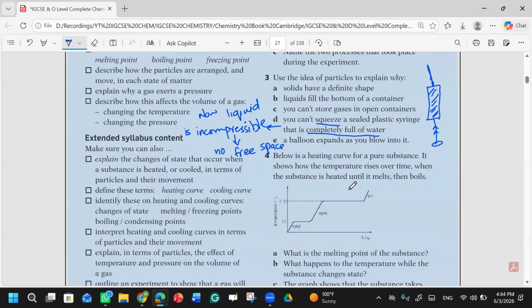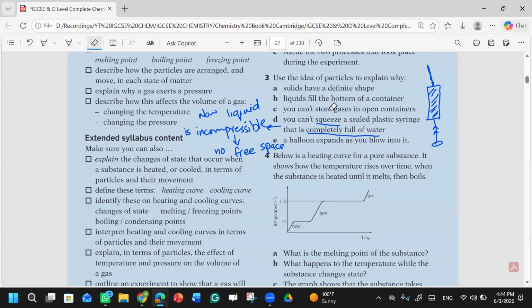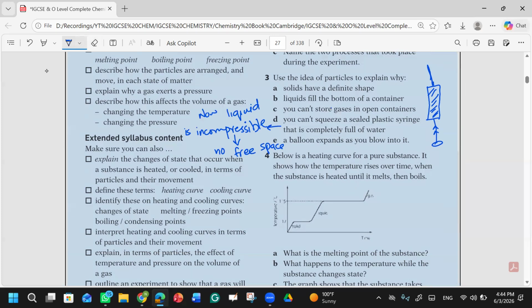Now in part E, a balloon expands as you blow into it. Why? Balloon expands when you blow it. Maybe because there are a lot of gas particles inside of the balloon, so they move a lot, and they move in all directions.